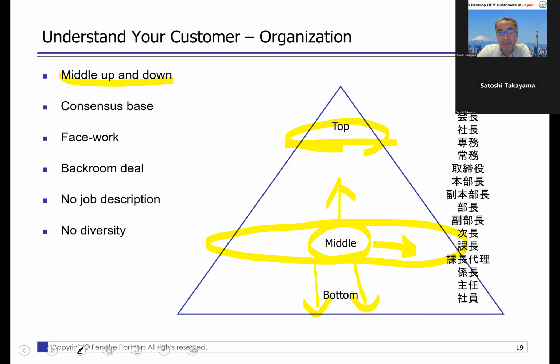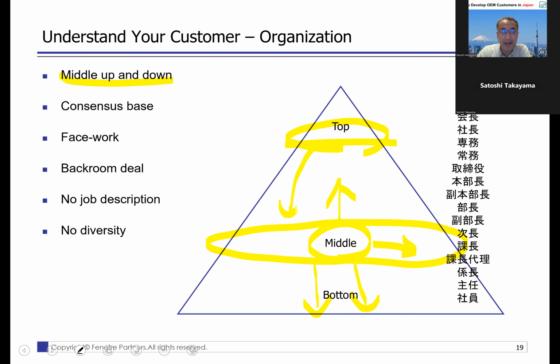And if you have a chance to meet some of them, probably they will forward your name card to someone, and you can do whatever you like. So it's usually meaningless to meet with very high-level people. And again, decision-making is on a consensus basis.